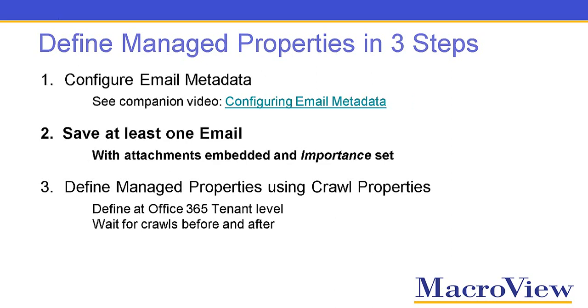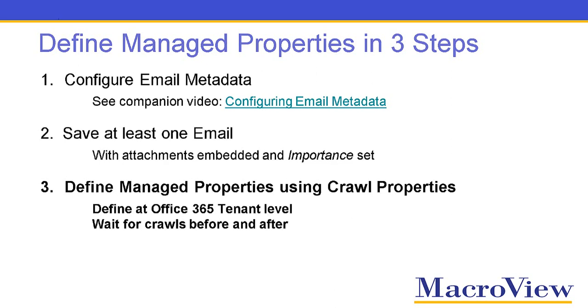The next step is to save at least one email with attachments and importance to one of those MacroView compatible libraries. Third step is to define managed properties using the crawl properties that SharePoint Online will create from those newly saved emails. These properties need to be defined at the Office 365 tenant level, and you'll need to wait at least a few minutes for that crawl to take place after you've saved your emails.